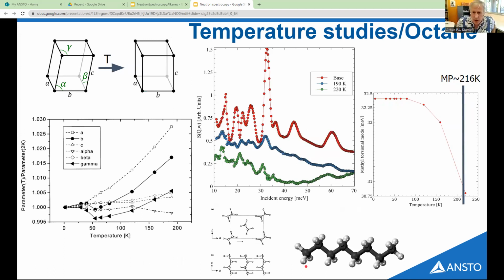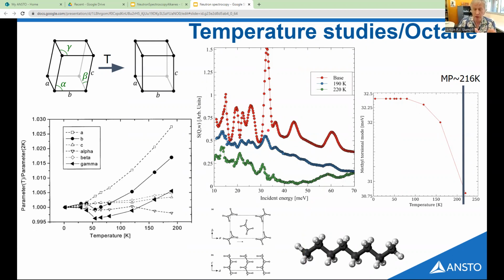So we're going to do some case studies. We've stopped the discussion of the physics, and now we're going to do some case studies. So a case study here is with octane. This is what we've done on the Brillouin filter. And immediately you see all these modes here.